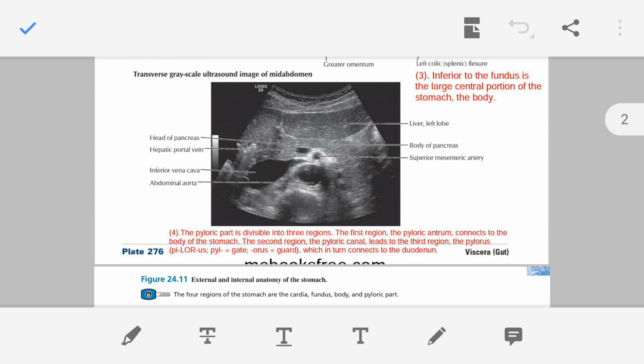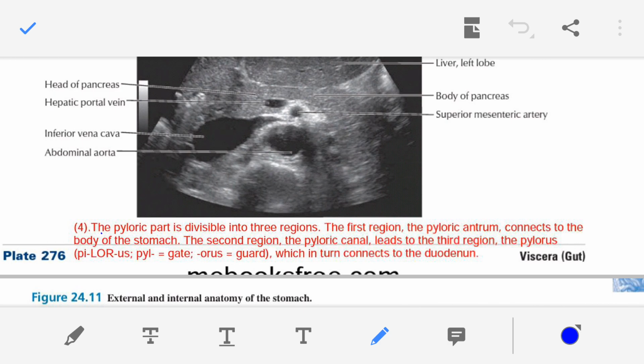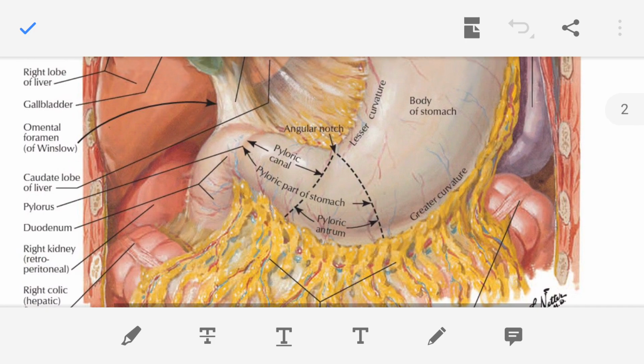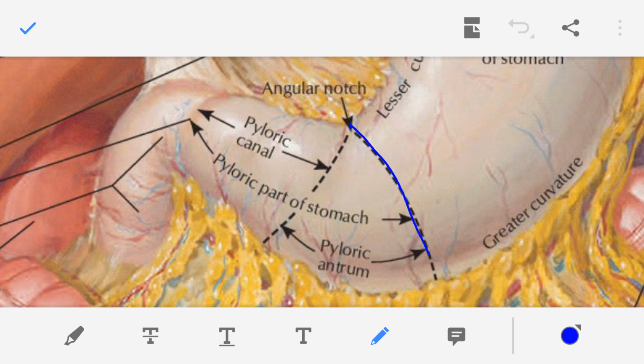Now moving on to the fourth point of our discussion, that is the pyloric part. Now the pyloric part is divided into three regions. The first region is the pyloric antrum, and this pyloric antrum connects to the body of the stomach. For example, over here, this is the pyloric antrum, and as you can see, it is connecting with the body of the stomach.